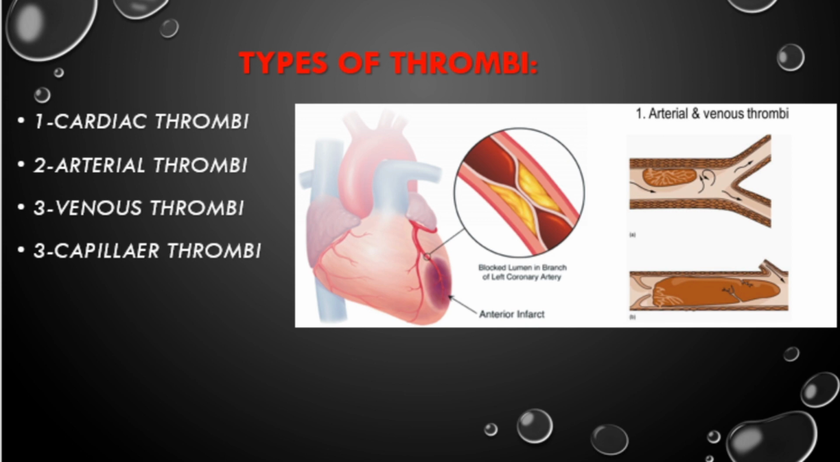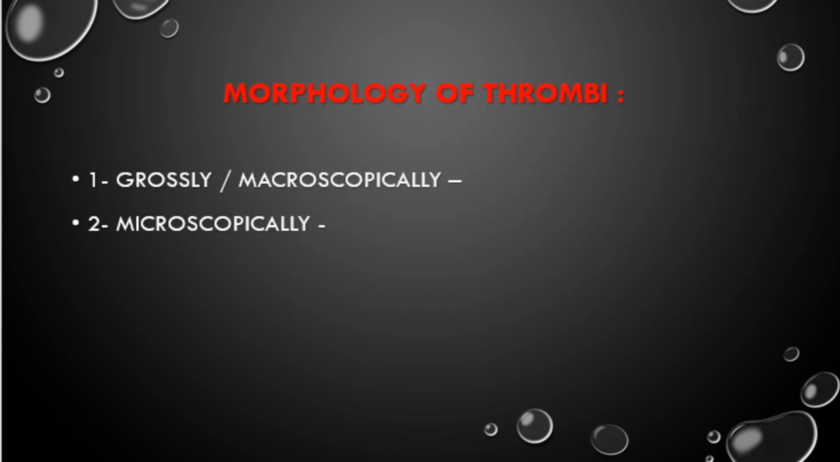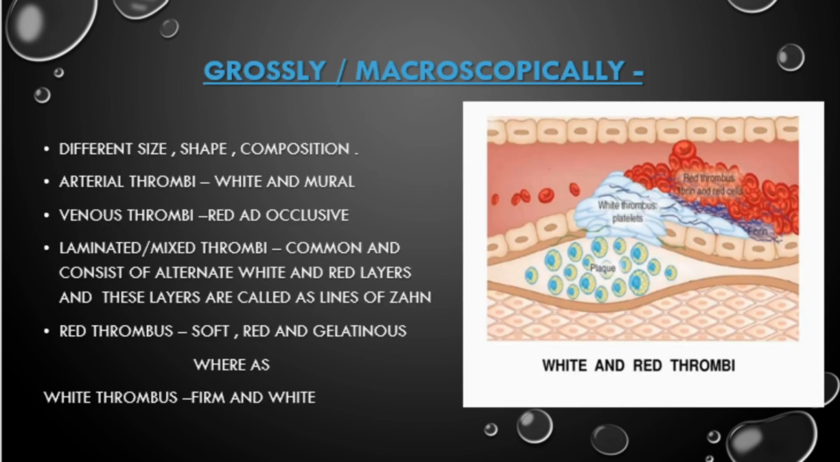Then our next point is the morphology of thrombi. As we have seen, thrombi may occur in the heart, arteries, veins, and capillaries. The general morphological features of thrombi are as under. The first is gross appearance, then the second is microscopic. Let's first see the morphological features grossly.